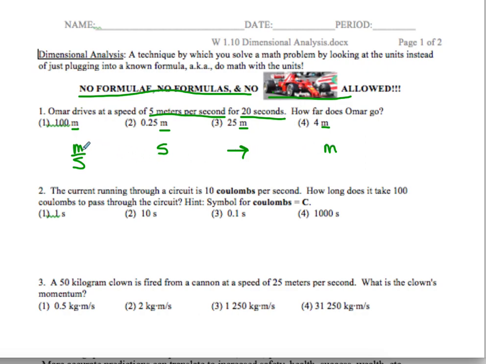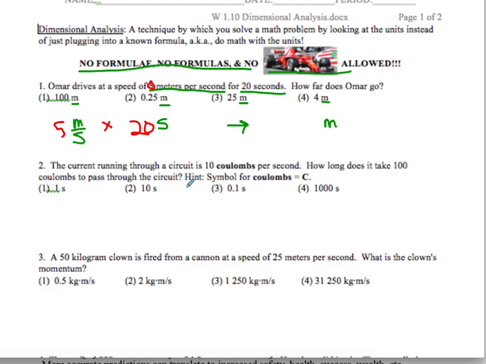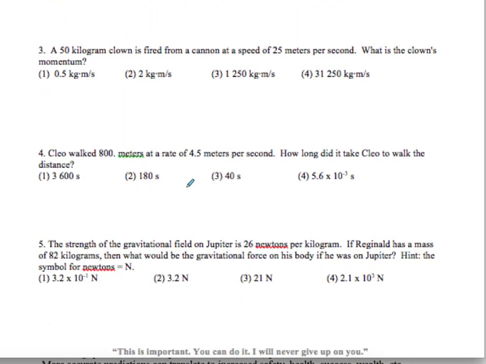In this case, hopefully you see meters per second times seconds is going to cancel the seconds and leave you with meters. So then all you do is you take the 5, which was attached to the meters per second, you take the 20, which was attached to the seconds, and boom, you'll get your answer. So it's basically done with number 1. You have 4 others to do.